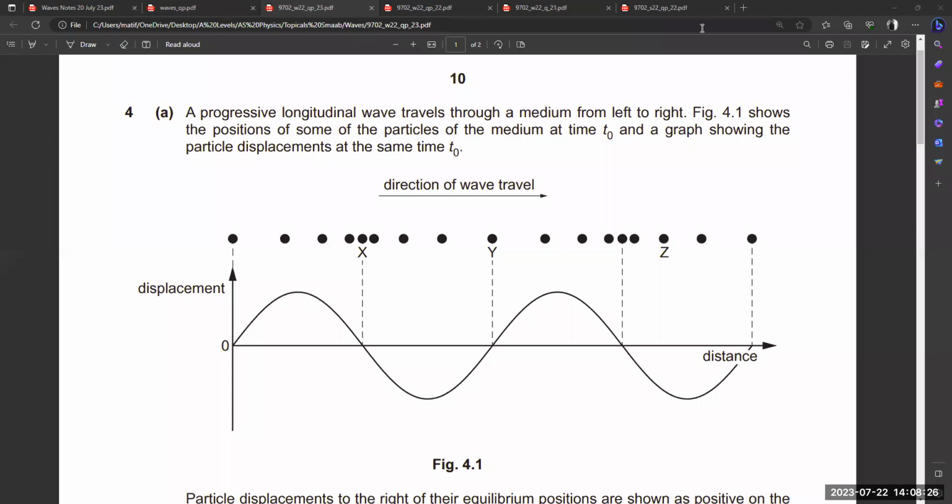In question number 4, a progressive longitudinal wave travels through a medium. Actually, the meaning of this progressive is that we studied two types, or two categories, of wave. One is the standing, and the second one is the progressive. Progressive waves are the normal waves that we studied in our first chapter of waves, right?